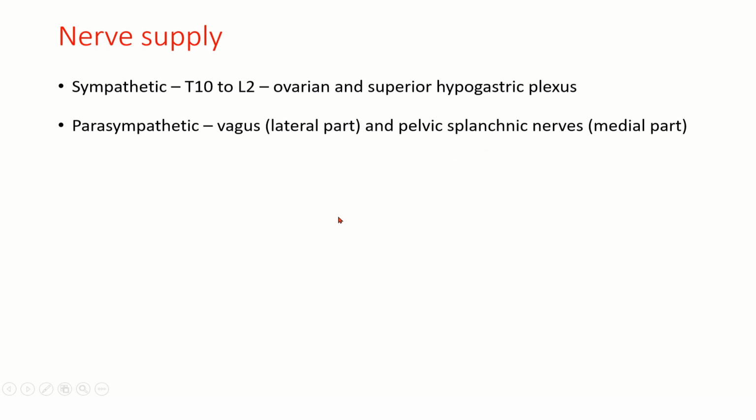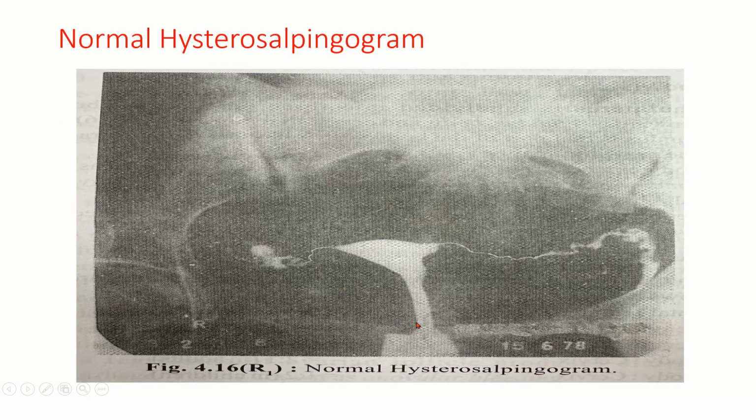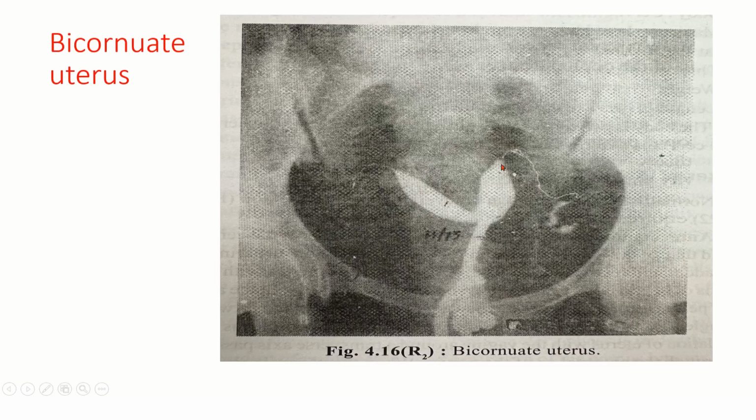You can see the dye is introduced into the uterine cavity, and you can see the dye is being traced through the uterine tube and it is spilling into the pelvic cavity. That means the entire female reproductive tract is intact. There is no closure of the uterine tube due to any kind of pathology. So this is a normal hysterosalpingogram. Here you can see a hysterosalpingogram which is identifying a bicornuate uterus.